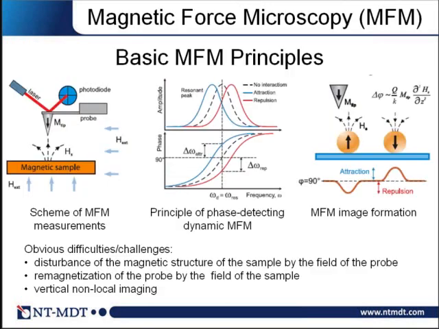So coming to basics. As you see in this slide, to make a magnetic force microscopy, you need a standard atomic force microscope, and you need a magnetic sample. And what is important, you have a magnetic probe. Usually, a probe is a standard atomic force probe covered by magnetic materials. And due to dipole interaction between the magnetic sample and the probe, the probe changes its resonance frequency.